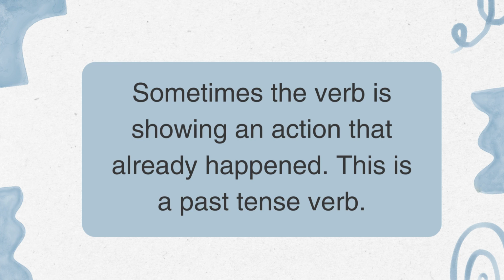Sometimes the verb is showing an action that already happened. This is a past tense verb. So past means that it's in the past, it's already happened, it's over with. So a past tense verb is describing an action that's already happened.